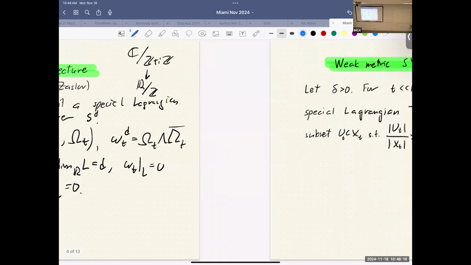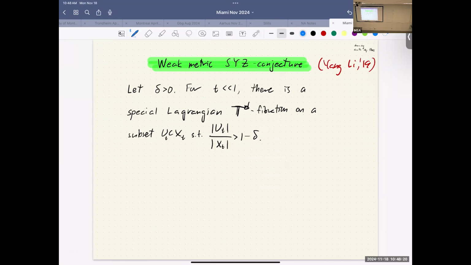Before I say that, I will also introduce something which is new since Yang Li's work, a weak version of this metric SYZ conjecture, where we focus on these Calabi-Yau metrics and ask to find a special Lagrangian torus fibration almost everywhere, but not almost everywhere as a mathematician would interpret it, rather on almost all the volume of our manifold. The weak metric SYZ conjecture for these families says that for any delta larger than 0, for small enough t, there is a special Lagrangian torus fibration on a subset of the Calabi-Yau of arbitrarily large relative Calabi-Yau volume.